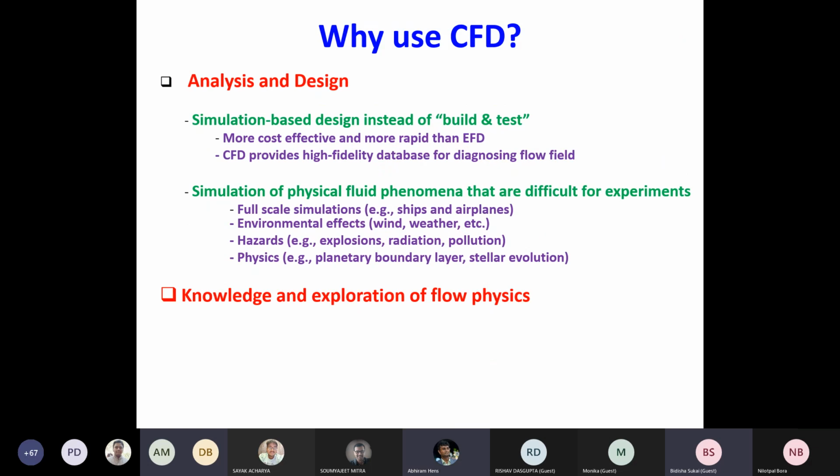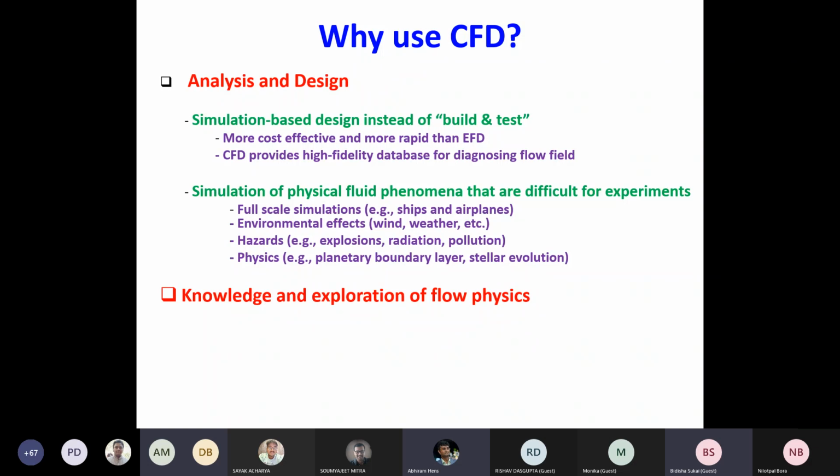Now, after understanding what is CFD, let us see why to use CFD. Okay, so why it is so important and why we should think on it. So we can answer these things, why use CFD, in two ways. So first one is for analysis and design of engineering problems. Okay, so analysis and design means the first thing is that simulation based design instead of build and test.